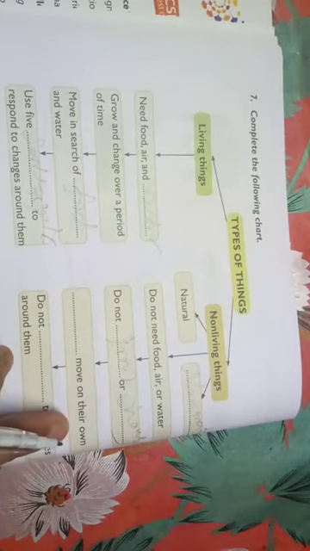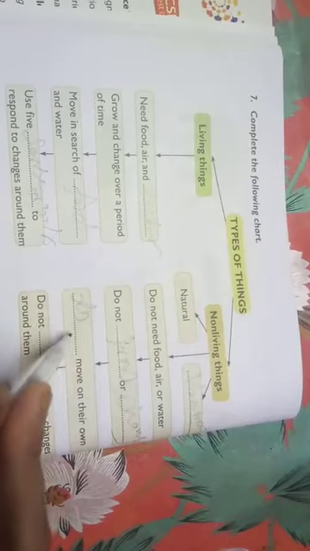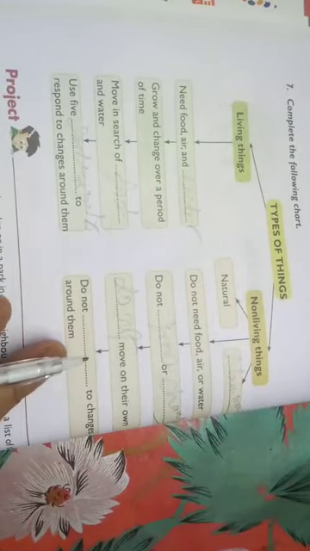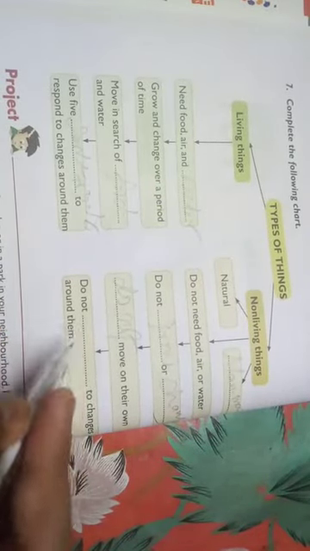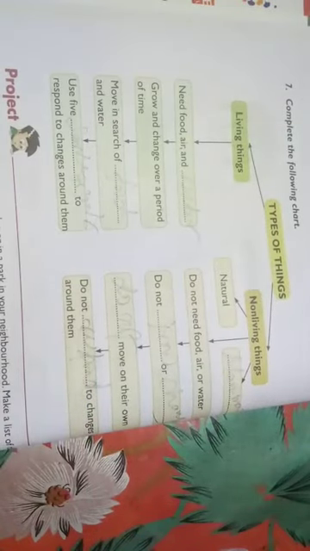Dash moves on their own. Does not move on their own. Do not move on their own. Next, do not dash to changes around them. They do not respond to changes around them. I hope the writings are clear to you.